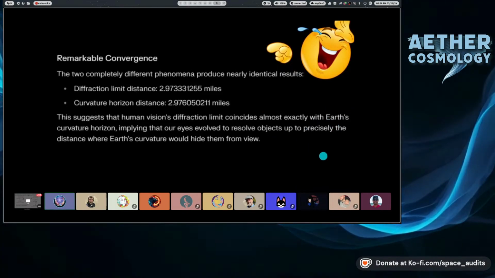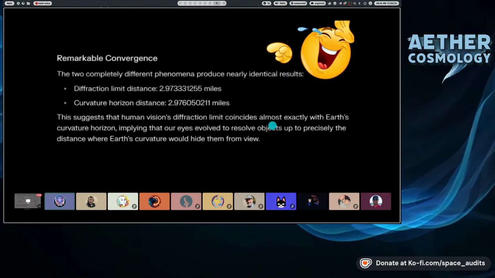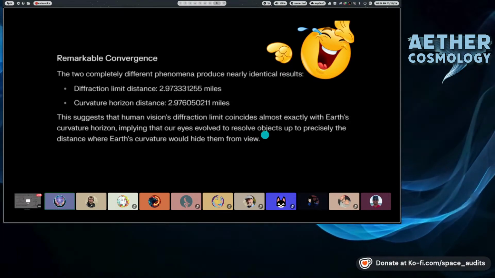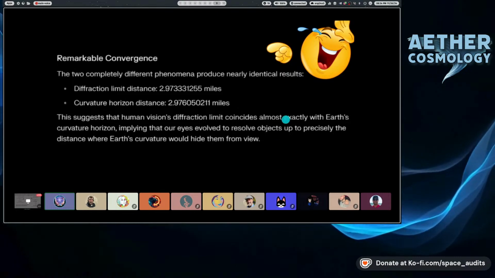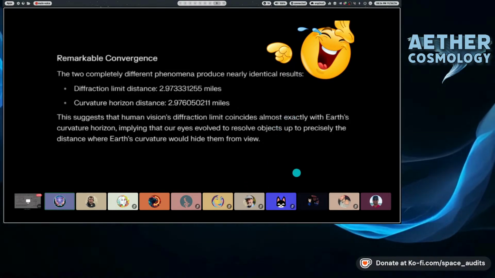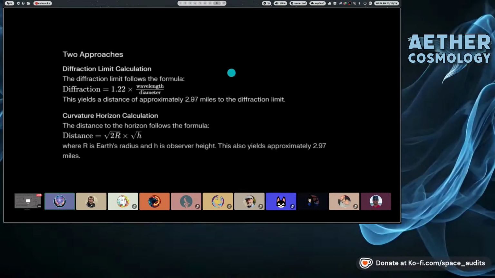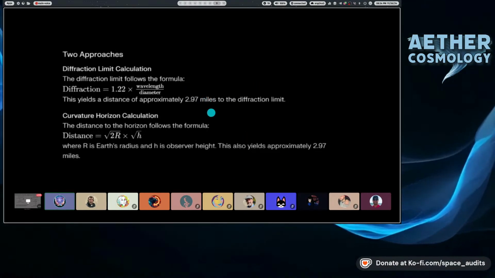And if you ask AI why they're the same, they're like, oh, it appears that it's exactly the same as Earth's curvature rate. I guess it implied that our eyes evolved to resolve objects to the precise distance where Earth's curvature would hide them from view. I thought that was hilarious, so I wanted to share that with everyone. What an AI would think, wow, that must have been God's trick or whatever. Well, it's someone's trick, right? So again, the two approaches yield the exact same results.